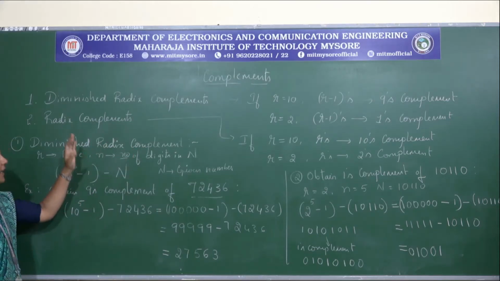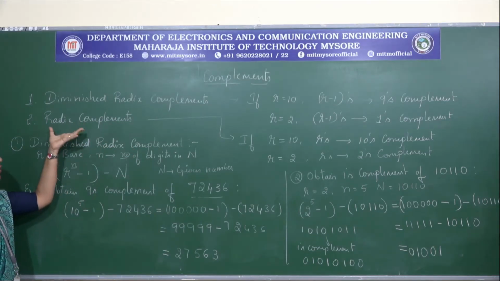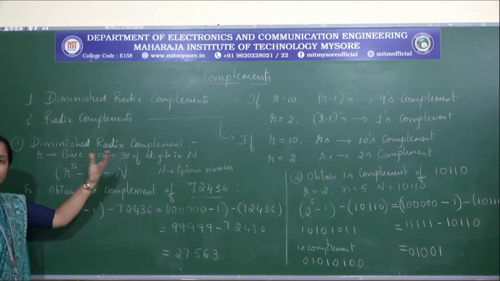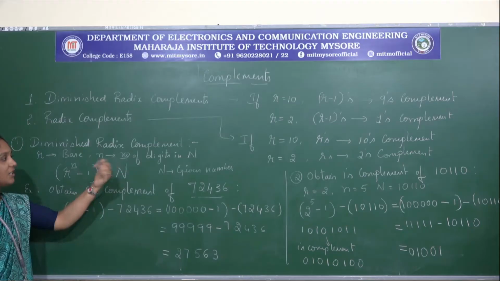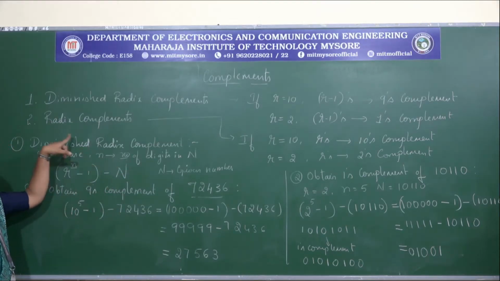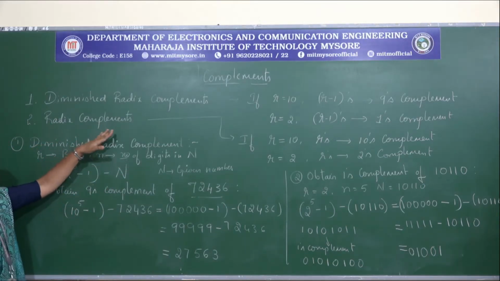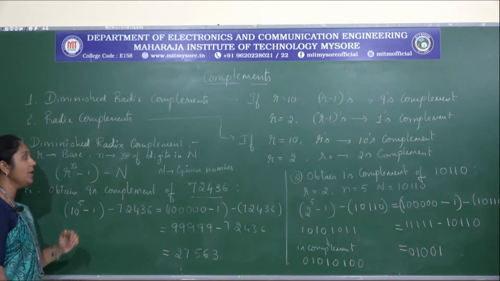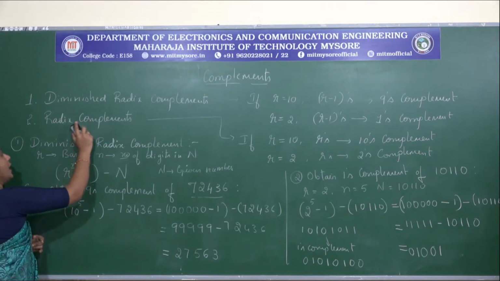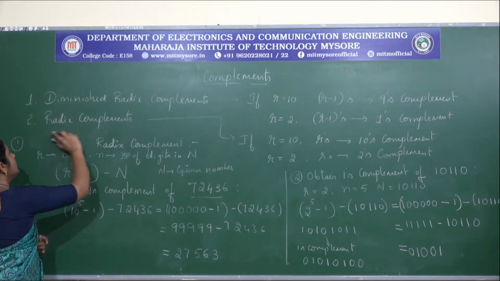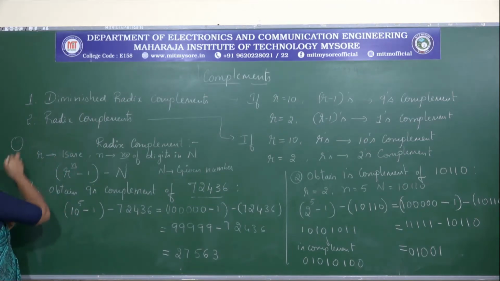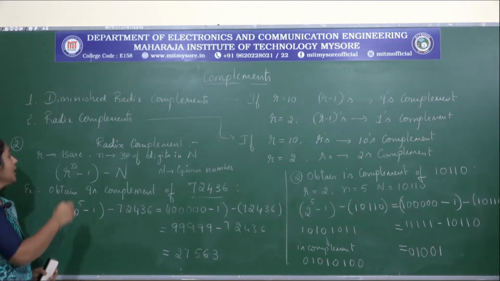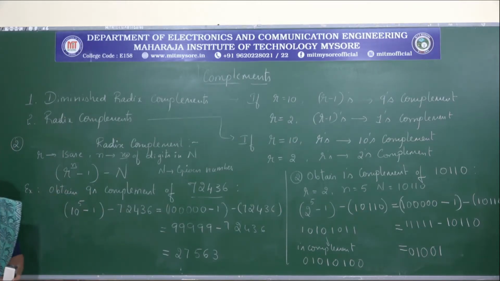Okay. Now let us move on to the second one. I need to consider one more example for diminished radix. Later I will explain it by considering one more example. Now let us move on to the next type, and then we will discuss another example based on this. So the second type is radix complement. Let us see how to find the radix complement.